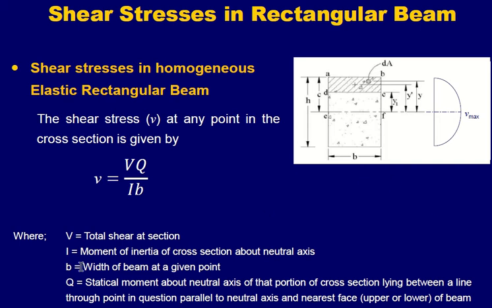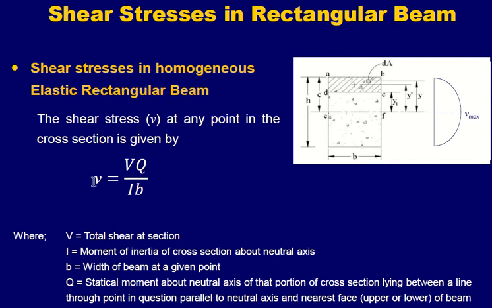Okay, so you know Q very well. It is, for example, if you are considering the area ABCD, the area of this element multiplied by the distance between its centroid and the neutral axis of the beam. So this is called Q, right? So if the line CD is at AB, the area will be 0 and this term will be 0, and if CD is at neutral axis, the area will be maximum and Q will be maximum, right?